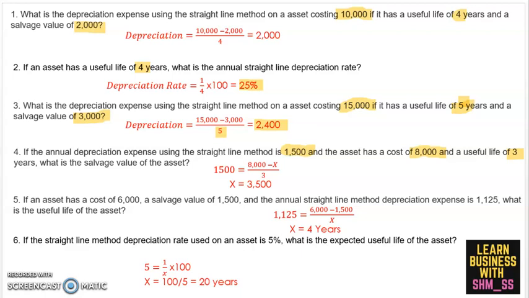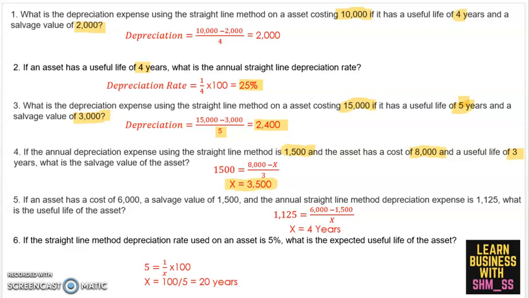So we know the depreciation here, so 1,500 equals 8,000, the cost of the asset, minus salvage value. That is what is to be derived. We put x for salvage value and divide by the useful life of 3 years, then make x the subject of this equation and we get 3,500 as the salvage value of the asset.